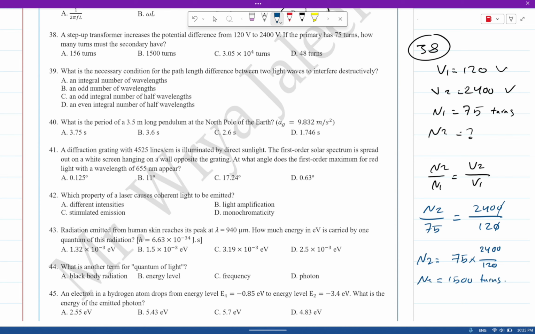That is N2. Do we have this? Yes, and that is option B.